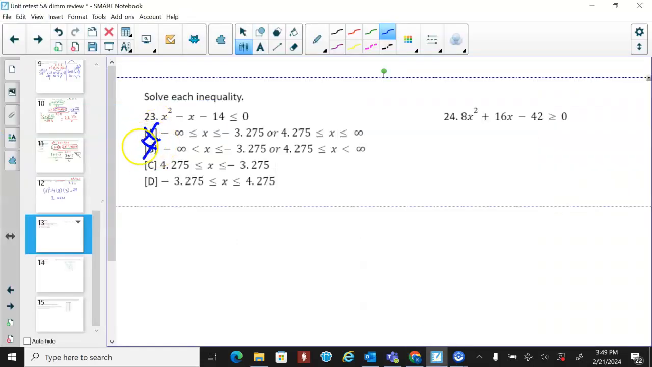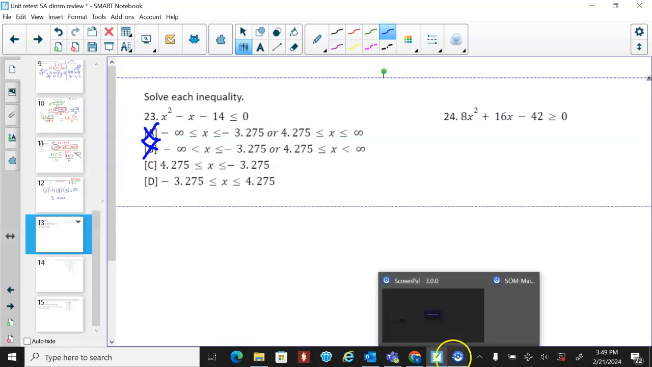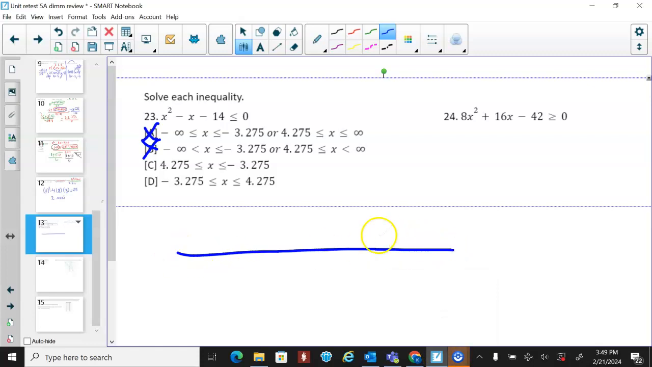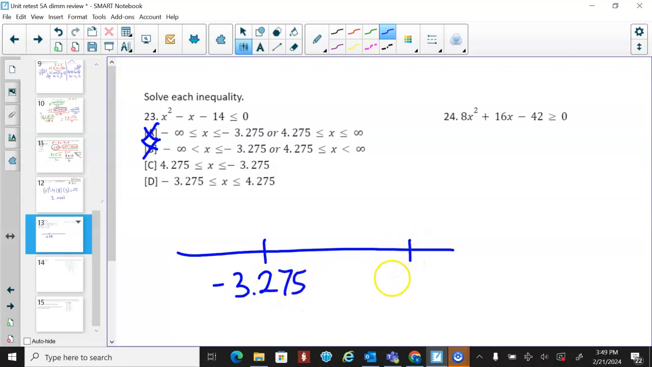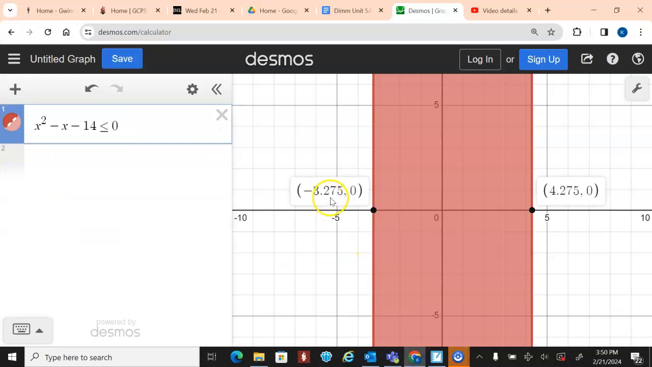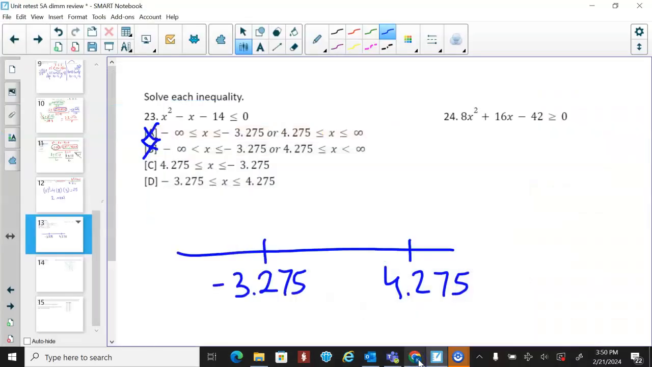That means A and B do not belong. It is in between points, so it has to be C or D. And we know that the points were, I wrote them down right here, negative 3.275 and 4.275. When I'm looking back right here, guys, I get negative 3.275 on the left and 4.275 on the right, and I am shaded in the middle. So I'm going to be in between the points, so it has to be D because it comes from negative 3.275 and it ends at 4.275.